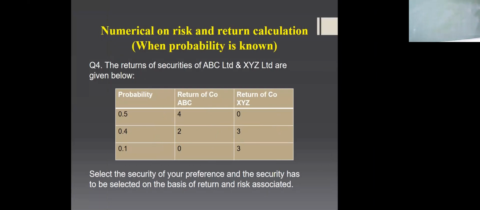So now give the heading: calculation of risk and return of ABC when probability is known. Okay, so they have given us the probability in the question, and we know what would be the occurrence of the returns, and therefore the equation and the formula would entirely change.